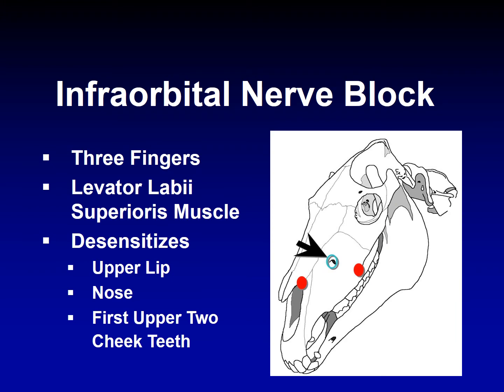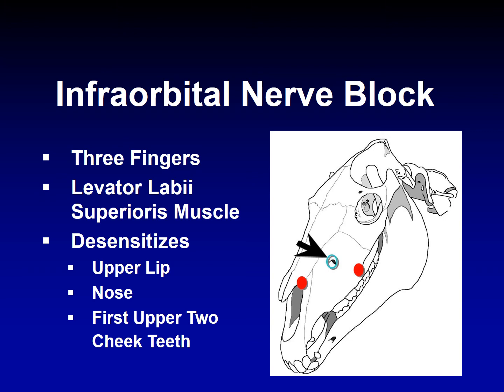The very first nerve block is the infraorbital nerve block. In order for us to localize the infraorbital foramen, we use what we call the three-finger method. Basically, we put the index finger at the end of the facial crest, the middle finger at the naso-incisive notch, and the free finger will fall directly on the infraorbital foramen. In order to palpate this foramen, we have to elevate the levator labii superioris muscle. We have to take it out of the way.